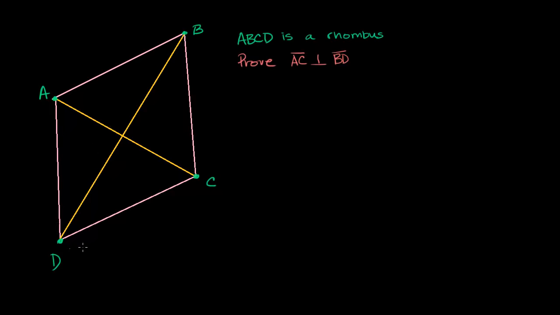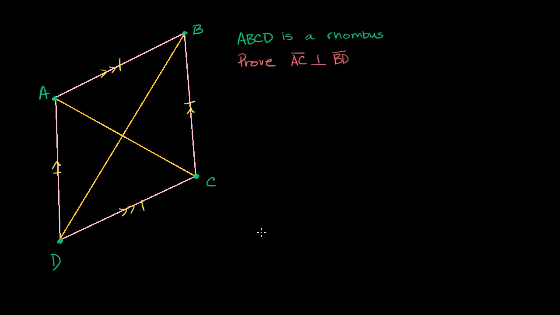First of all, a rhombus is a special case of a parallelogram. In a parallelogram, the opposite sides are parallel, so that side is parallel to that side. These two sides are parallel. And in a rhombus, not only are the opposite sides parallel, it's a parallelogram, but also all of the sides have equal length. So this side is equal to this side, which is equal to that side, which is equal to that side right over there.